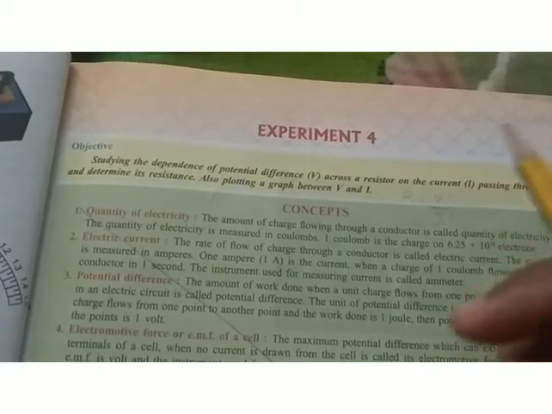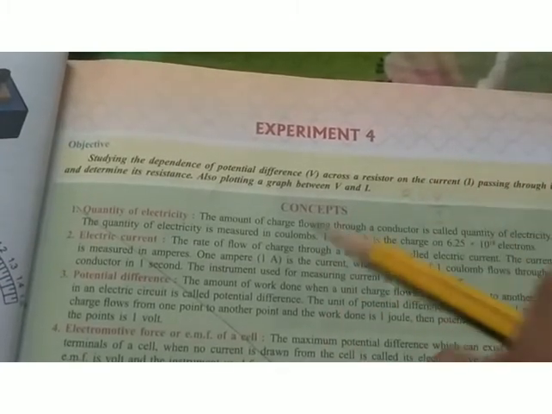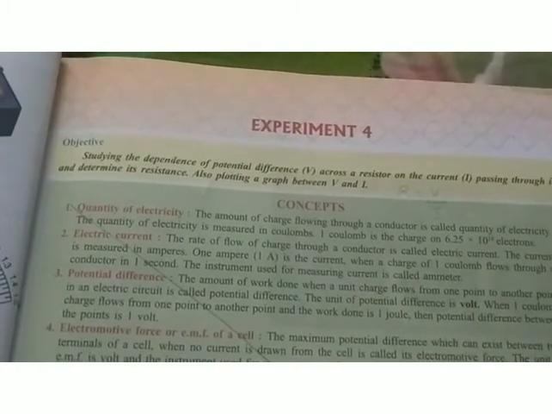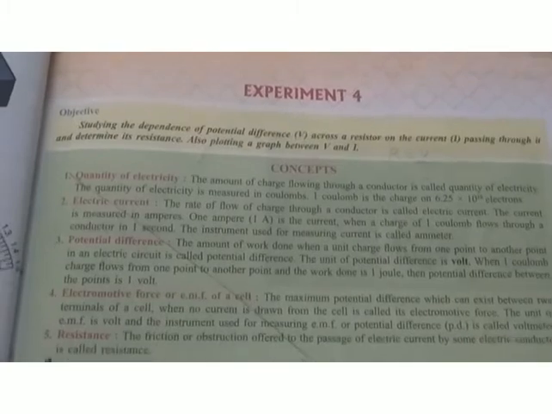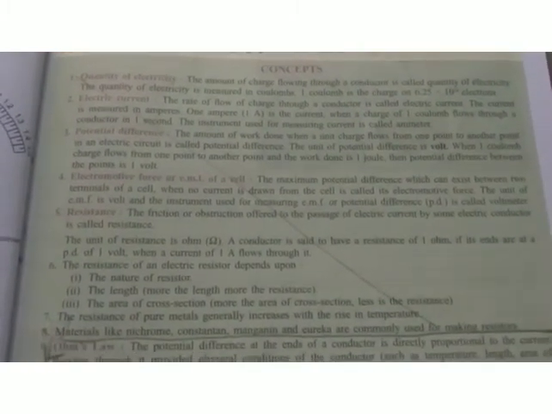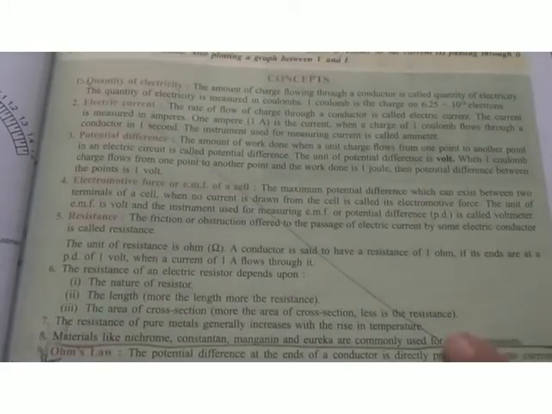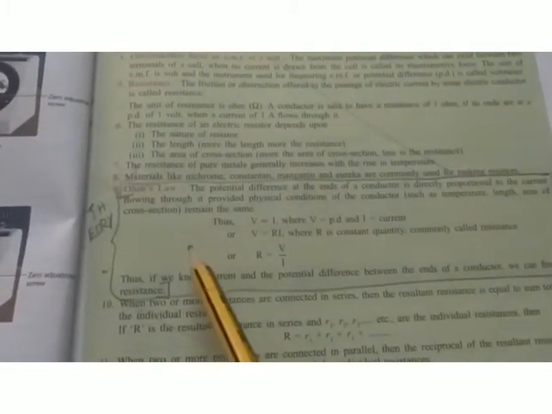And we had already plotted the VI graph, and we had already found the resistance from the VI graph in our theory portion. Okay, and next is concept. In concept, so many things are written there. Here you need to write only the 9th point from the concepts, that is Ohm's law.